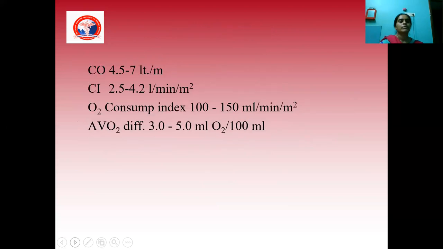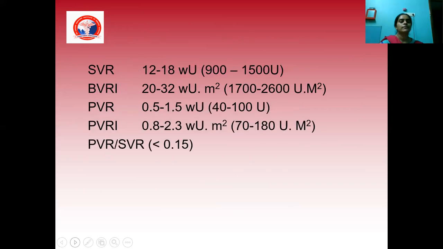Cardiac output will be 4.5 to 7 liters per minute. Cardiac index will be 2.5 to 4.2 liters per minute per meter square. Oxygen consumption index will be 100 to 150 ml per minute per meter square. Arteriovenous oxygen difference will be 3 to 5 ml of oxygen per 100 ml.